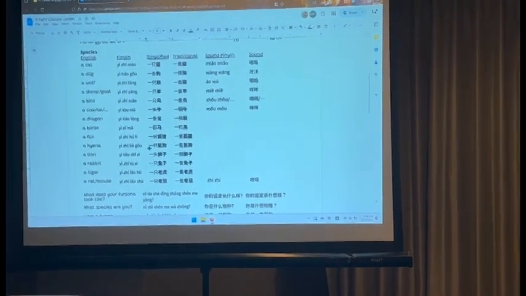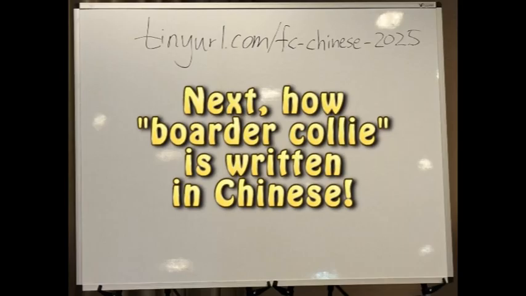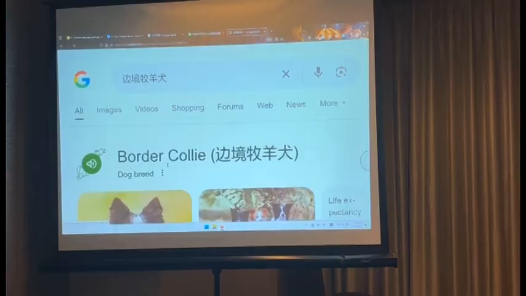Okay, and by the way, just to be clear, 4 is not this. There's a joke where someone quit learning Chinese after learning these three characters, and now someone asks, "Can you write 100?" and they just start writing 100. So don't do that. And the specific species, what's the species? 边境牧羊犬, border collie.